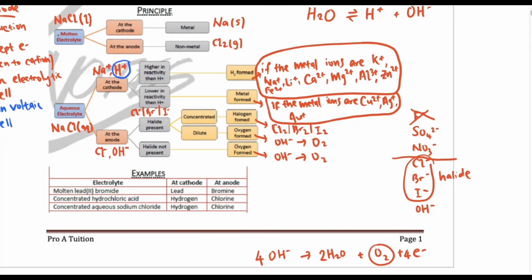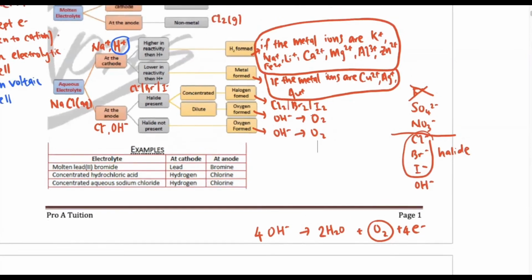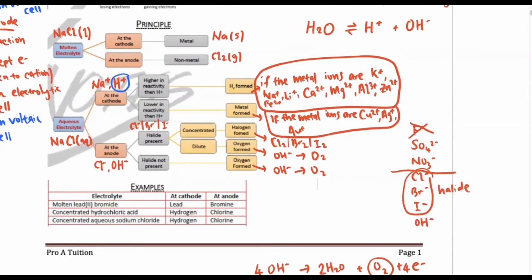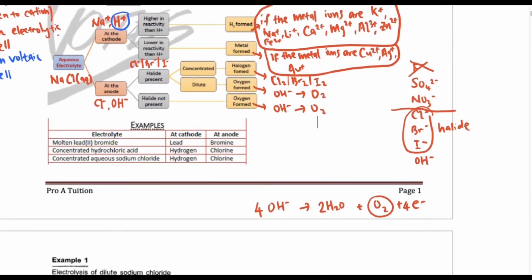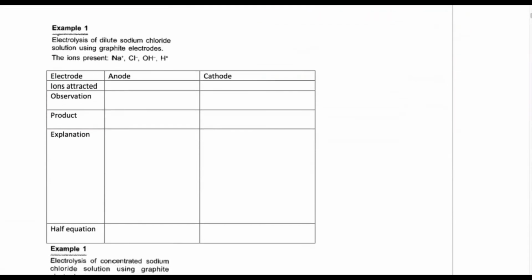Yes, true. You have HCl and H2O in the electrolyte. What about the concentrated aqueous sodium chloride? It has sodium chloride and also H2O. Yes, correct. Sodium chloride, H2O. Yes, can understand. So that's why it is good to write it down. So let's see the example here.